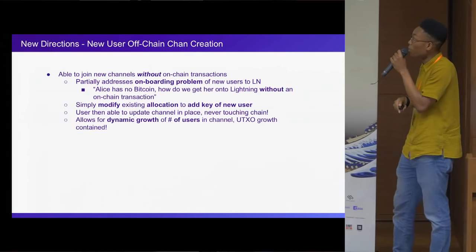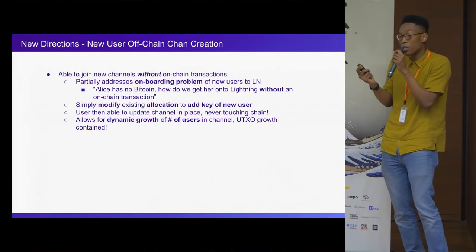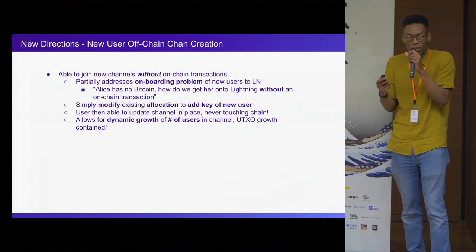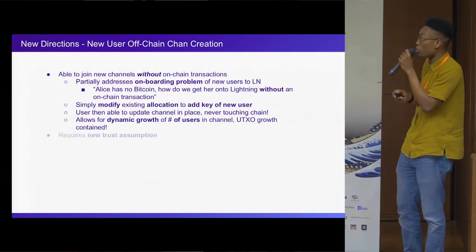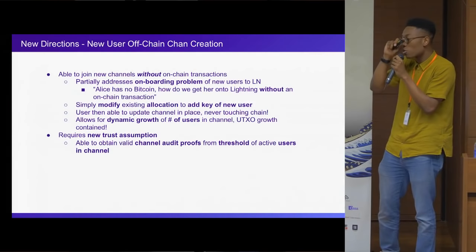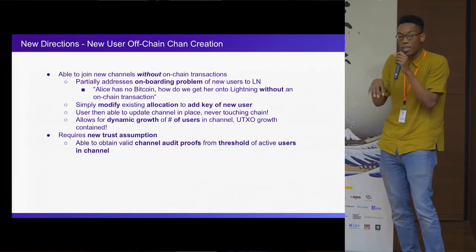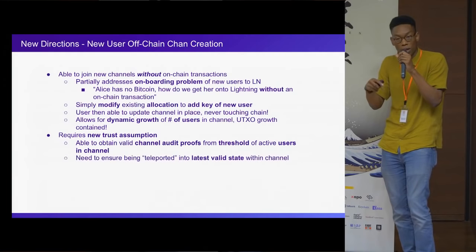Which I think is pretty cool. And the cool thing here is now we don't really worry about the UTXO set size because we can have potentially thousands of participants, maybe thousands is way too much, maybe hundreds, in a single UTXO. But this is a little bit different because it requires a new trust assumption, right? So the question is, when Alice actually joins this new channel, how does she know that this is the most valid state, right?